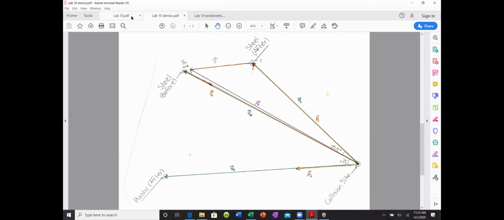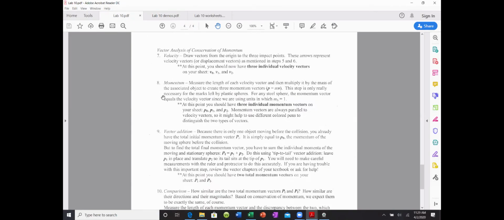Okay, so that is step 8, vector analysis of conservation of momentum. Measure the length of each velocity vector and then multiply it by the mass of the associated object. This step is only really necessary for the marks left by plastic spheres. For any steel sphere, the momentum vector equals the velocity vector, since we are using units in which little m is 1. So we've kind of talked through 7 and 8, and vector addition and comparison are coming up.